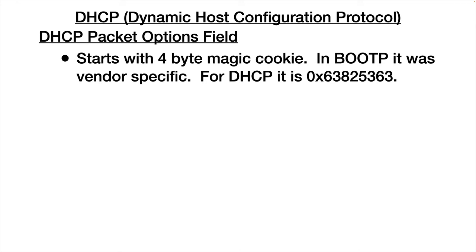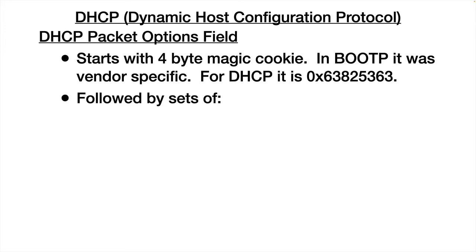This is a very old term. In Kerberos and things like that, you had something referred to as an MIT magic cookie. But in BootP, this was vendor specific. So it was a 4-byte value specified in hex that represented who the vendor was, and therefore you would know what was in the options field based on the vendor. For DHCP, it is this hex value shown here, 63825363.